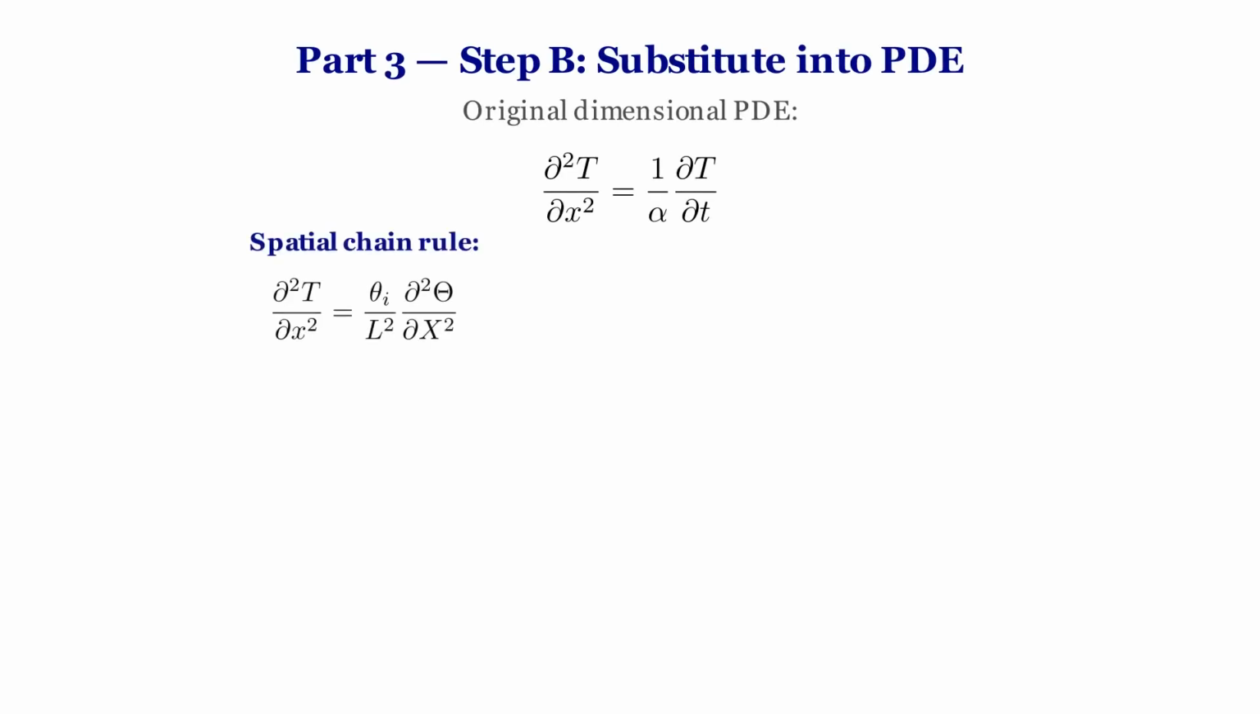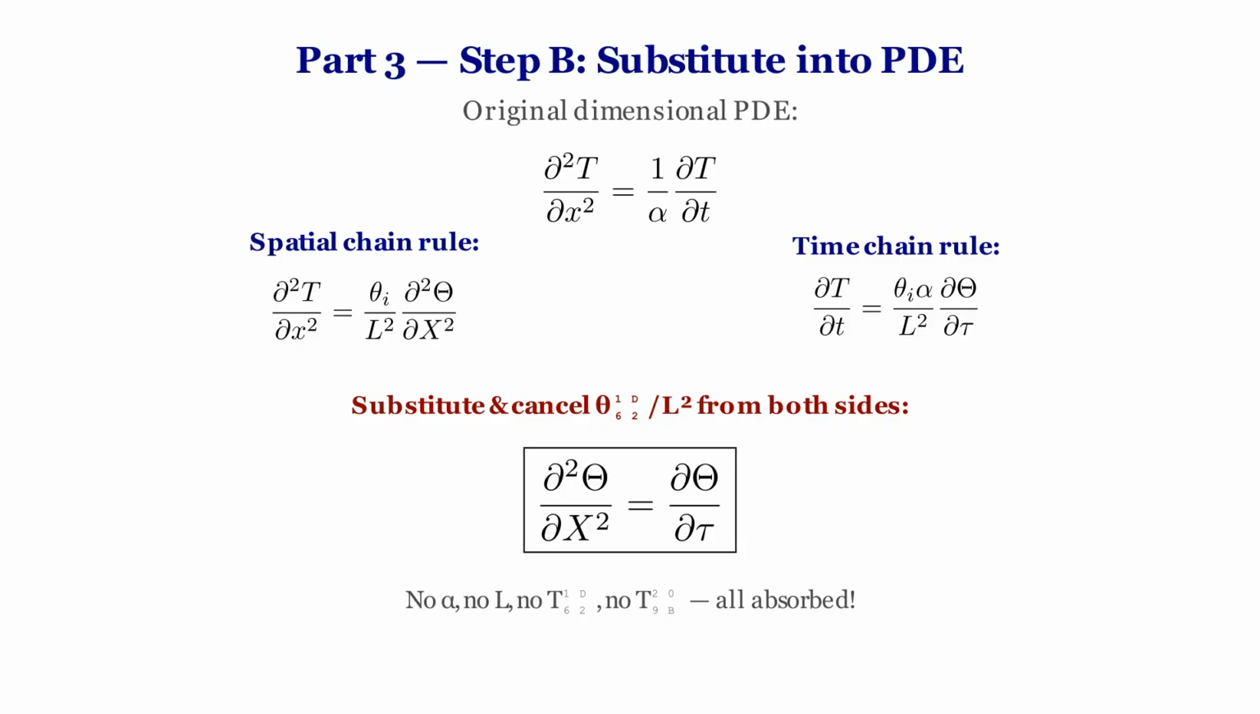Now let us substitute these three dimensionless groups into the governing PDE and see what happens to the equation. The original PDE is ∂²T/∂x² = (1/α) ∂T/∂t. We write T = Ts + θ·θᵢ, where θᵢ = Ti − Ts is a constant. So ∂T/∂x = θᵢ ∂θ/∂x. And since X = x/L, we have ∂x = L ∂X. Therefore ∂T/∂x = (θᵢ/L) ∂θ/∂X.